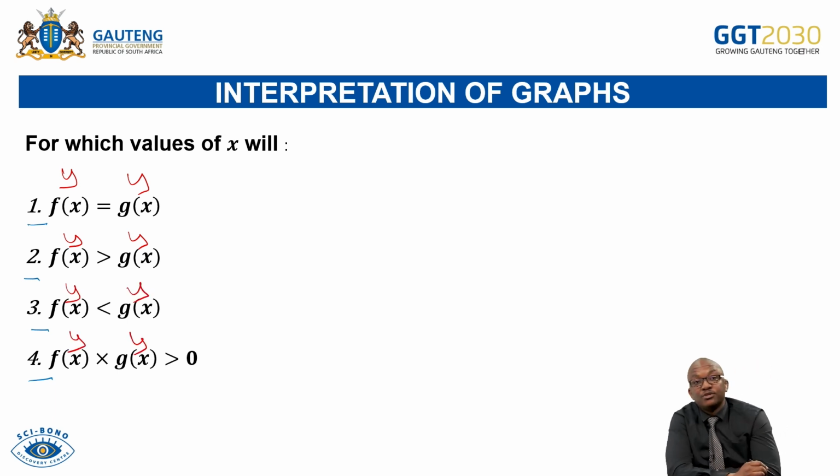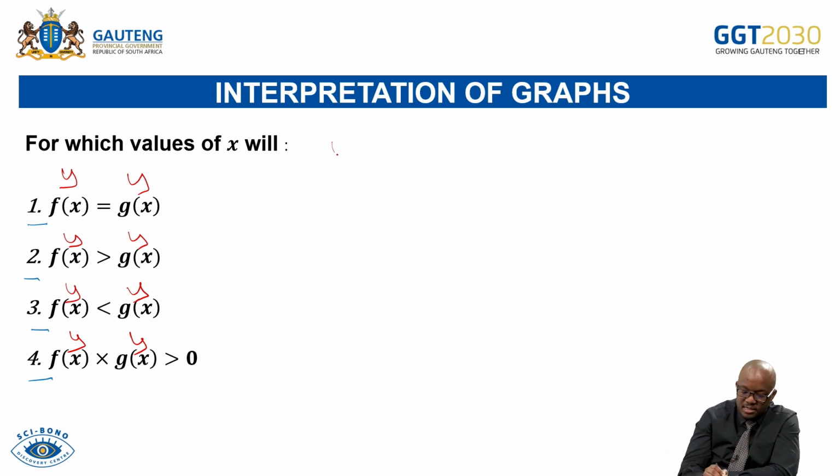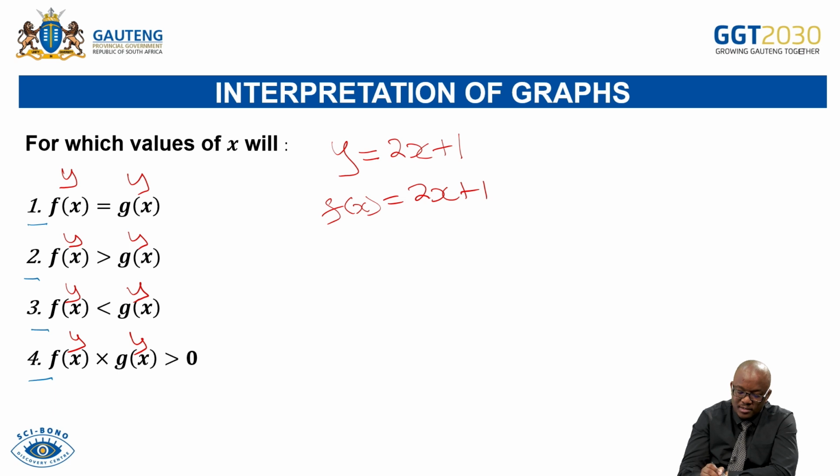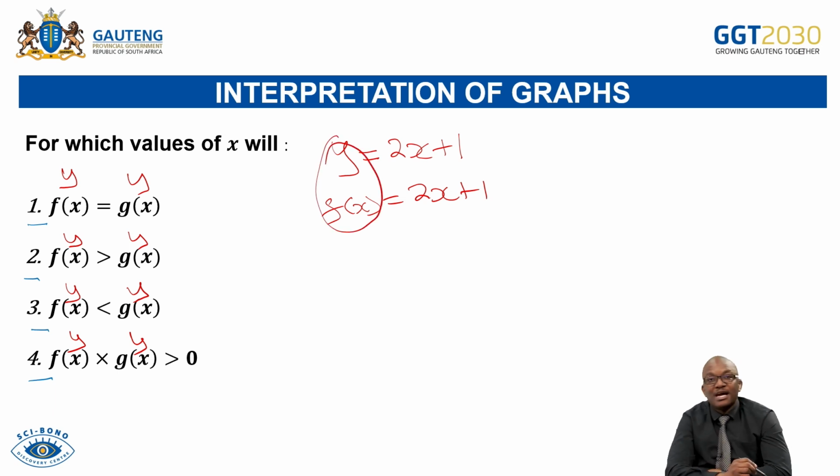That's the first thing that you need to know. That f of x is the same as the y value, and g of x is the same as the y value, because we can say y is equal to 2x plus 1. And I say f of x is equal to 2x plus 1. So these things, they are the same. Whether I write it as y or I write it as f of x, they mean the same thing.